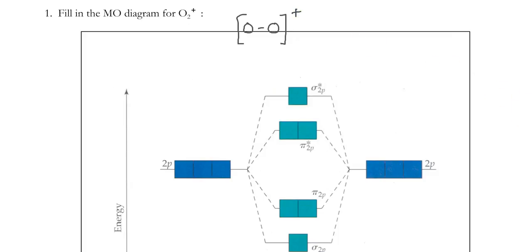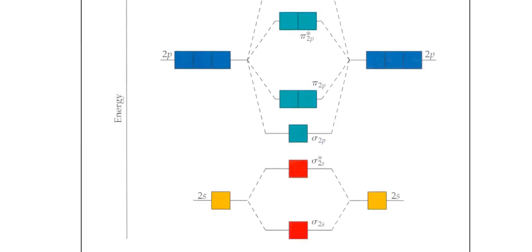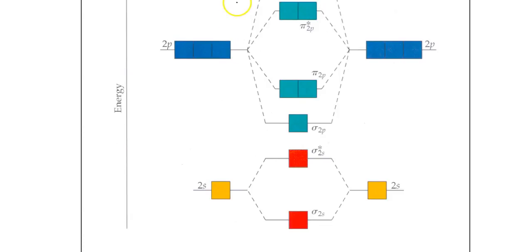Okay, so when we think about these MO diagrams, think of the left-hand side, if I was to draw a dotted line here, as the atomic orbitals, and of course the right-hand side as the atomic orbitals of the other oxygen. So we've got an oxygen here, and an oxygen here, and they're going to come together and form molecular orbitals.